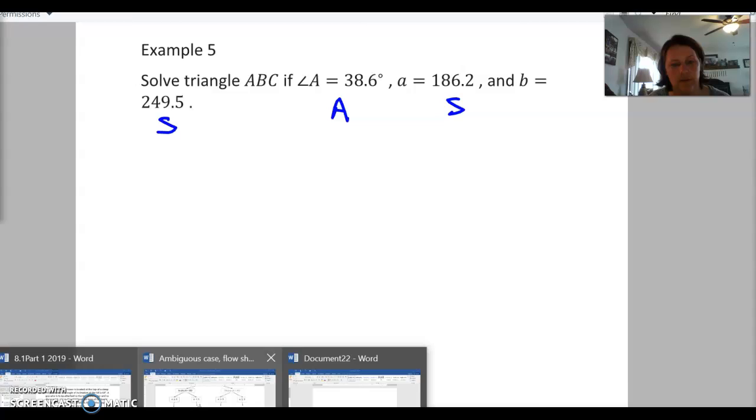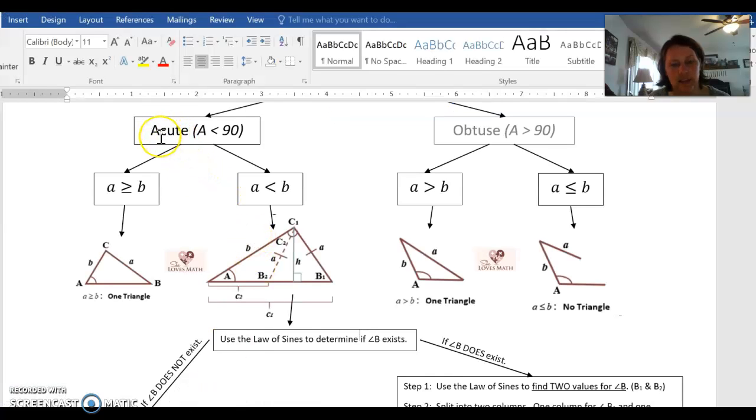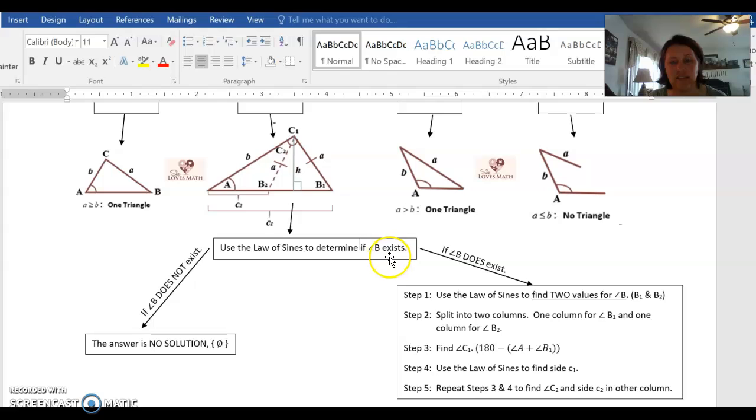We've got an angle of 38.6, so that's acute. And then we had a side of 186.2 for A, and B is 249.5. So in this case, we have an acute angle with A being less than B again. Here we are, right back to here. The first thing we needed to do is determine if angle B exists. So same thing, we're going to go through and see if we can find a B. I'll just tell you that in this example it does work. Last time we went this direction. This time we're going to go this direction.